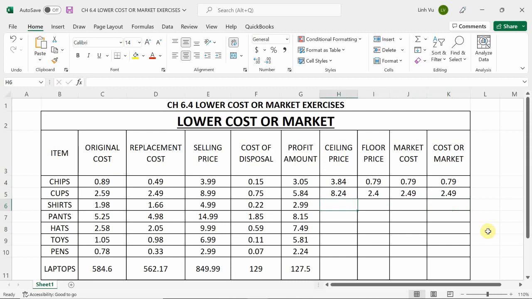So again, this time I got some shirts that I purchased at $1.99. The replacement is now going to be $1.66. I sell them at $4.99. To dispose of them is going to cost me 22 cents. And the amount of profit is $2.99. So selling price minus cost of disposal is 4.77.